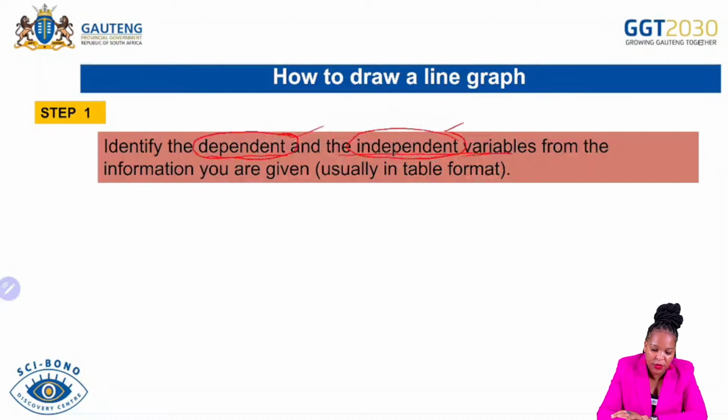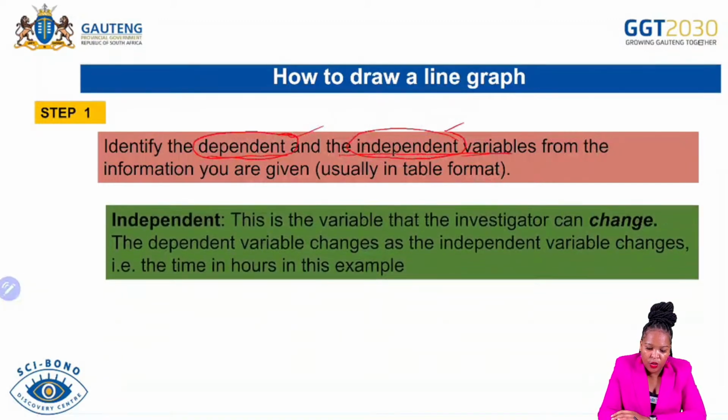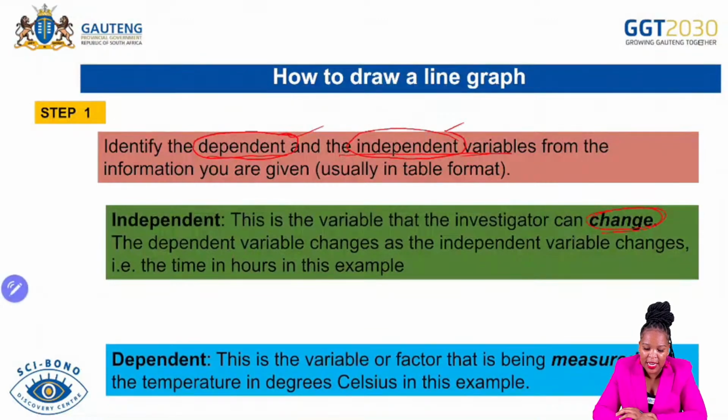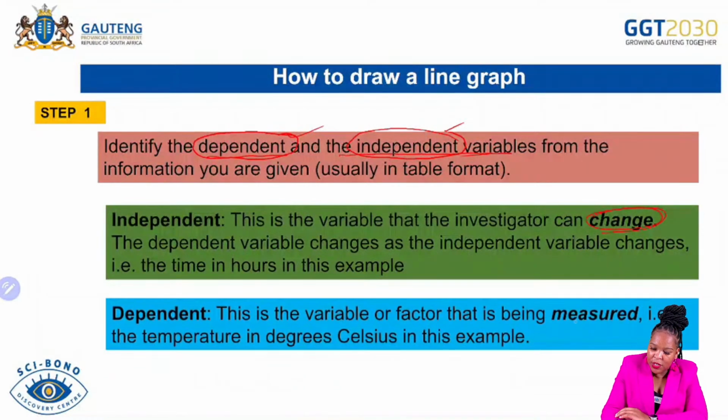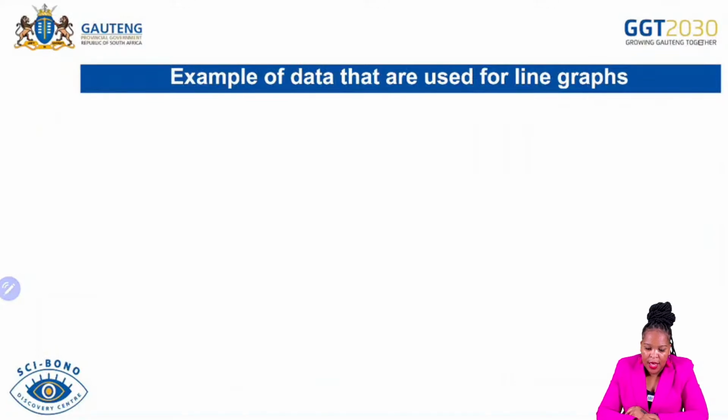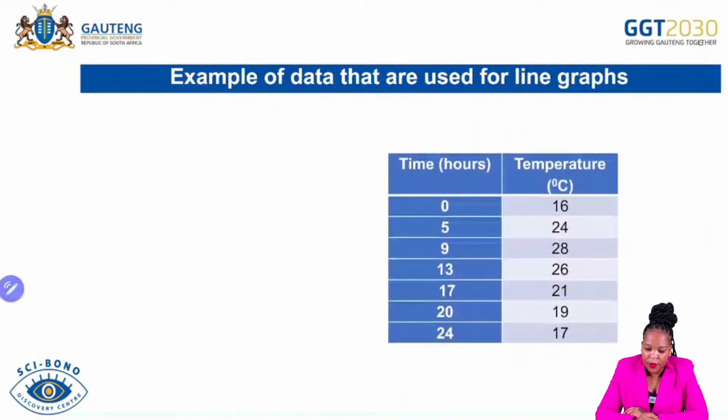Identify your variables. So your independent variable, like we said, is the variable that is going to change, or the one that you are going to manipulate. Your dependent variable is the one that is going to be measured, or the one that the independent variable has an effect on. Then this is an example of the data that you can get in the form of a table to draw a line graph. So we will be working with this data here.